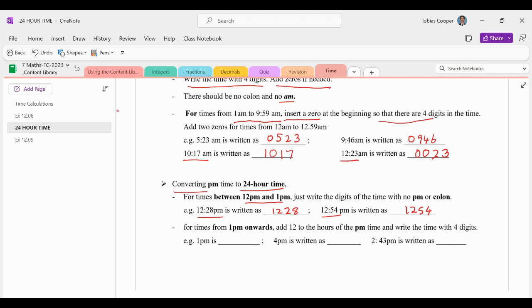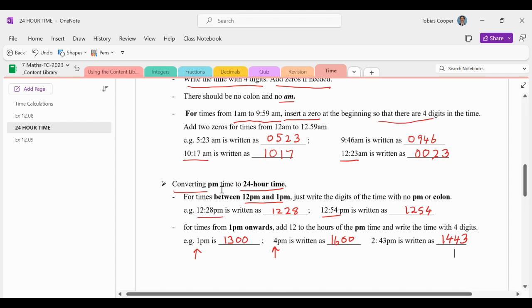Now for times from 1 PM onwards, we're going to add 12 to the hour. So here's the hour here. We're just going to add 12, and we're going to write the time with 4 digits. So 1 plus 12 is 13, and then we need 4 digits, so we're going to add 2 zeros after that. Here, add 12 to the PM time, so that's going to be 16, and then add 2 zeros. And 2:43 PM, just add the 12 to the hours, that'll be 14:43.